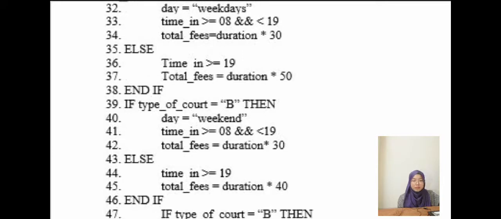If type of code equal to B, we now move on to B, which is basketball court. Then day equal to weekend, time in bigger than or equal 8 and smaller than 19, total fees will be duration times 30, else time in bigger than or equal 19, total fees will be duration times 40, and then we end the if.